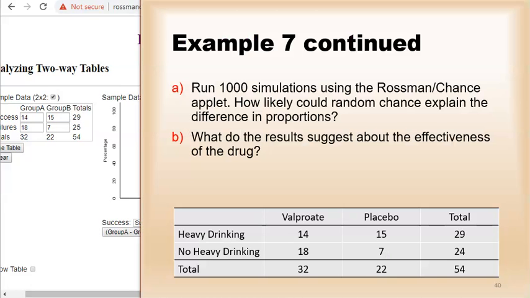So what do the results suggest about the effectiveness of the drug? Well, based on the results, it was possible random chance could explain the results, but it's not likely. So a better explanation is that this drug, this valproate, is actually explaining the difference in these proportions.